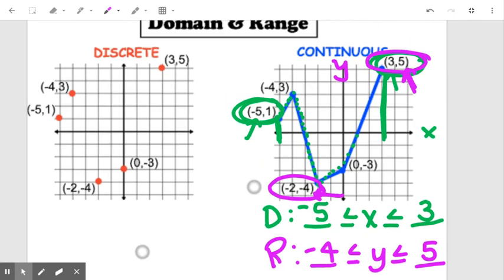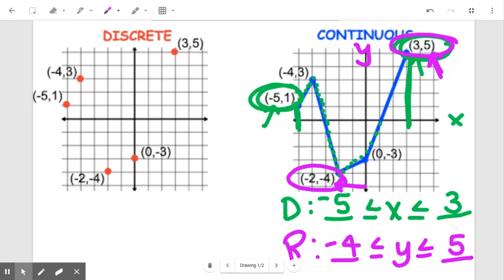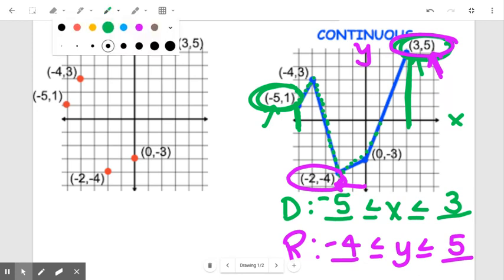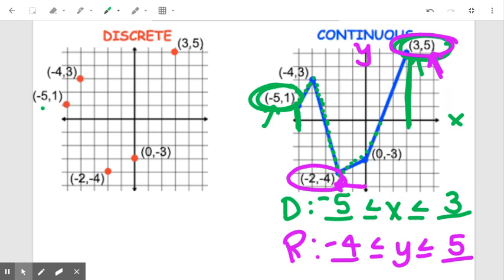Now, if you notice, this graph on the left, which is discrete, has those same 5 points. They're just not connected. So I know that I have an actual x of -5. I know I have an actual x of -4.